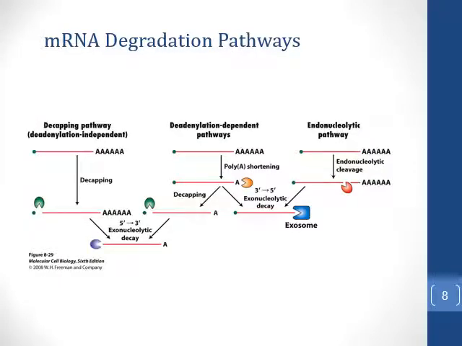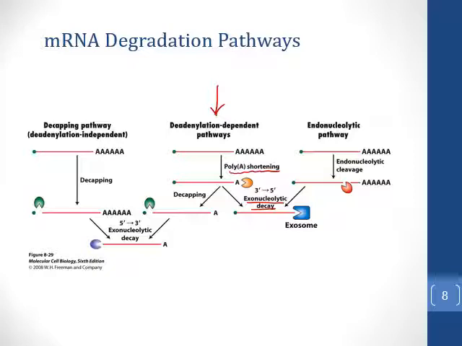This is from a different textbook, but I really like this because it elaborates and shows this a little bit more. So let's start out here in the middle. This is what's called deadenylation, a deadenylation dependent pathway. This is exactly what we said. The poly A tail gets shorter every time it gets translated. And because it gets shorter, we can have 3' to 5' degradation. Now this is called exonucleolytic decay, exo meaning coming from the outside. So this is coming from the outside, getting exonucleolytic decay.